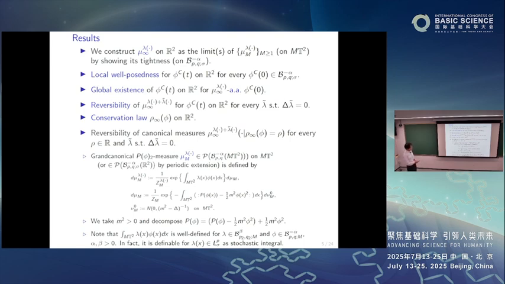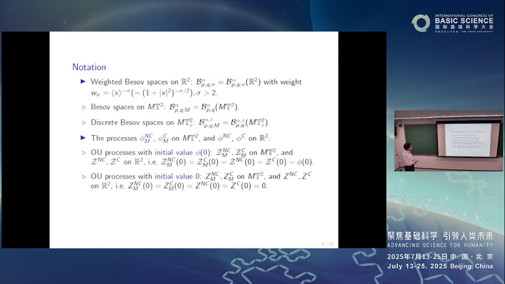So this is the rough explanation of our result. And the notation: maybe I already said, weighted Besov space. Due to the noise term, maybe there is some fluctuation as x goes to infinity. Therefore, to control that, we introduce some weight. And the weight should be integrable. So we consider on the R2, sigma greater than 2 means that it is integrable.